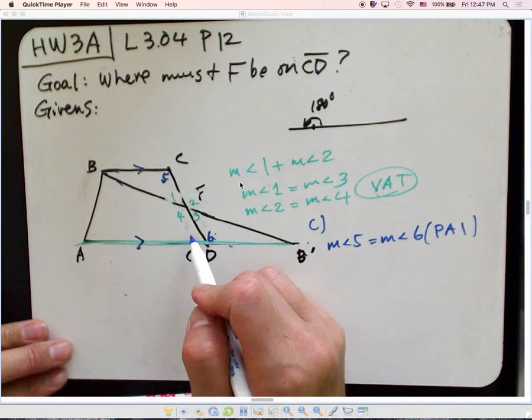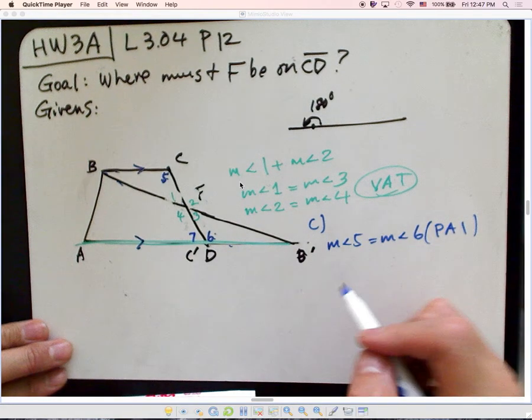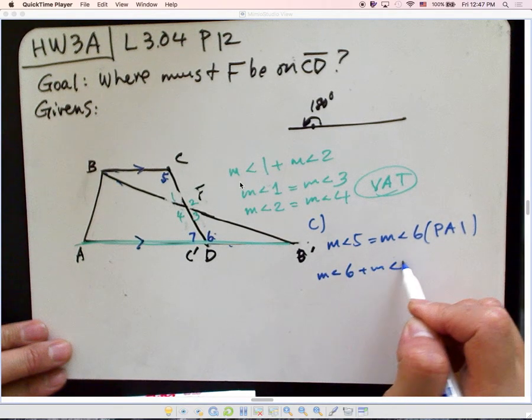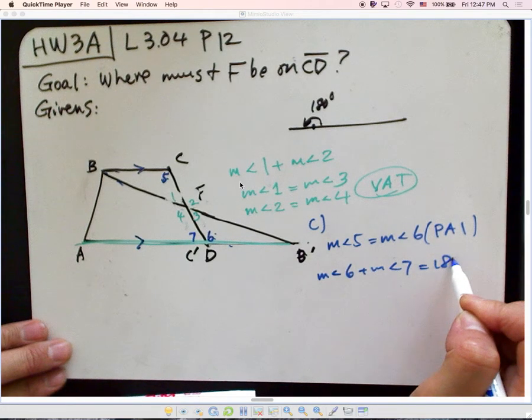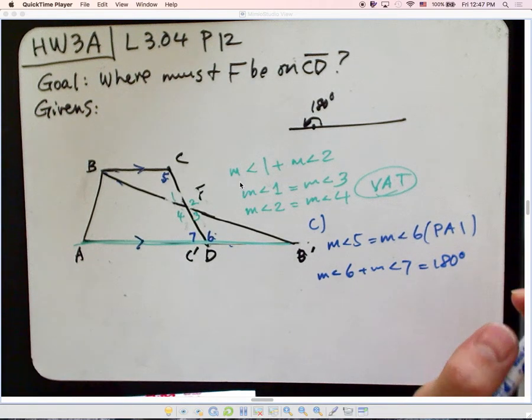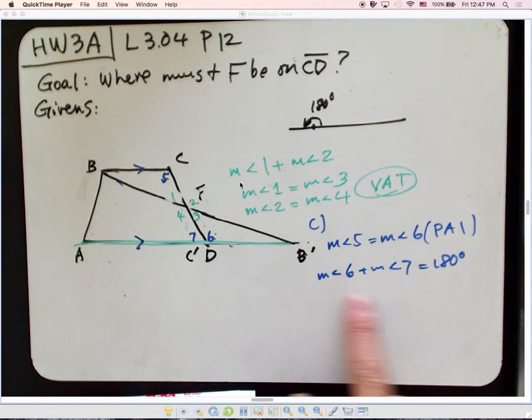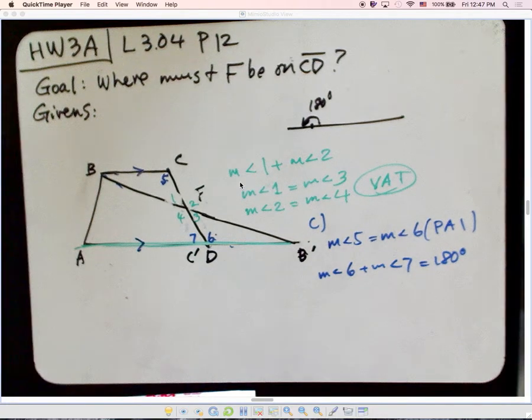How about this guy, angle 7? If measurement angle 6 plus measurement angle 7 comes out to 180 degrees, then we can say that segment AB prime is a straight line. But how can you tell that measurement angle 6 and 7 add up to 180 degrees?